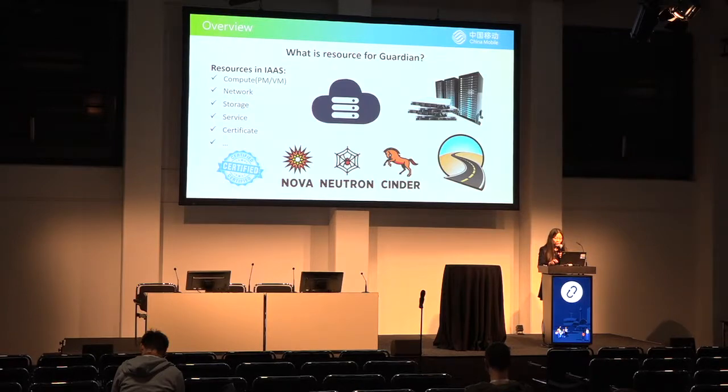So what's the resource in Guardian? Guardian is used for offering high availability service for resources in the IaaS layer. It contains compute resources, both the physical machines and virtual machines, and the network, storage, services, certificates, and so on.